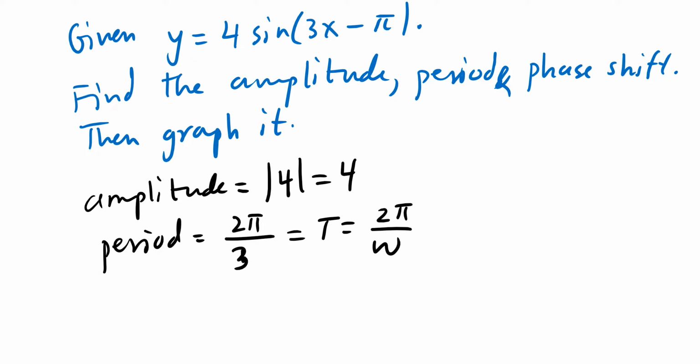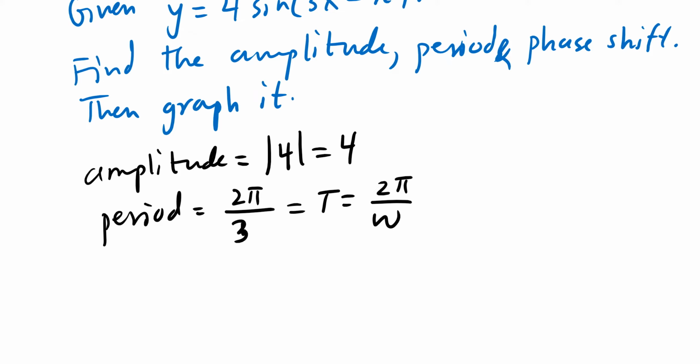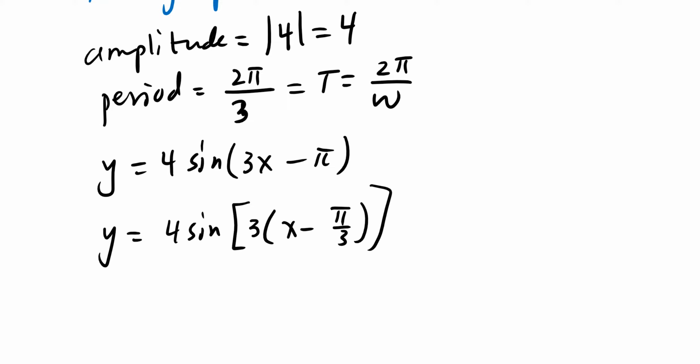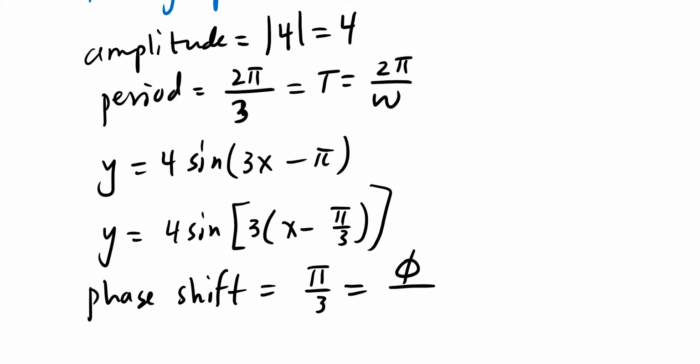We need the phase shift. So what's the phase shift? How do you find the phase shift? Let me write that down again. Sine 3x minus pi. We can factor the 3 out. Sine, that would give x minus pi over 3. This number that you see there, the pi over 3, that's the phase shift. So the phase shift is pi over 3. Again, that's phi over omega.